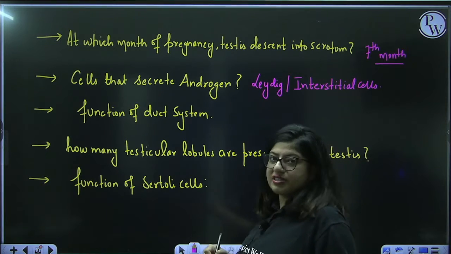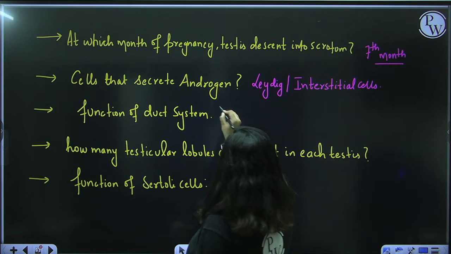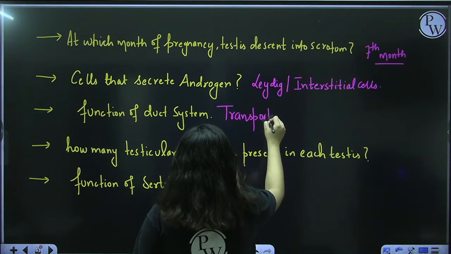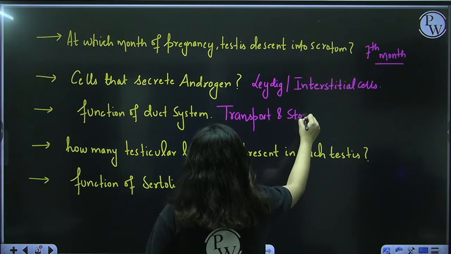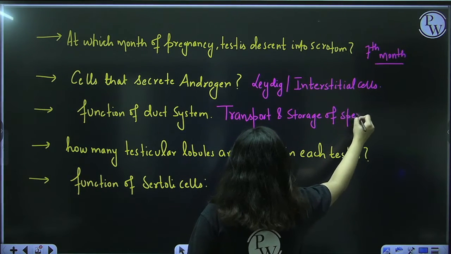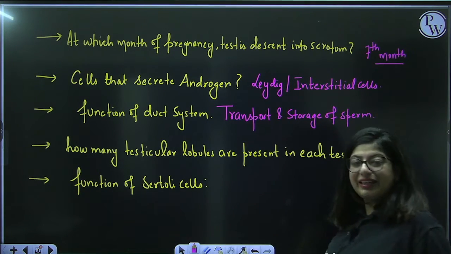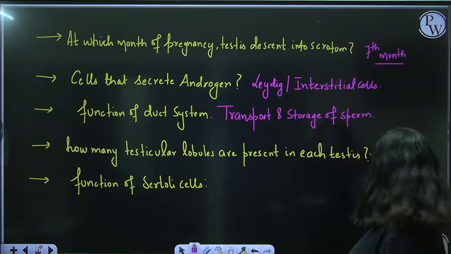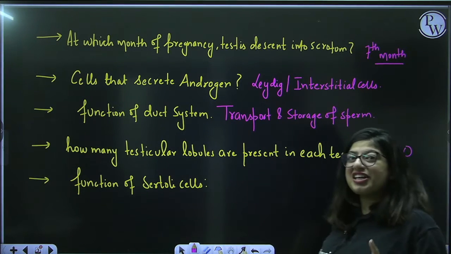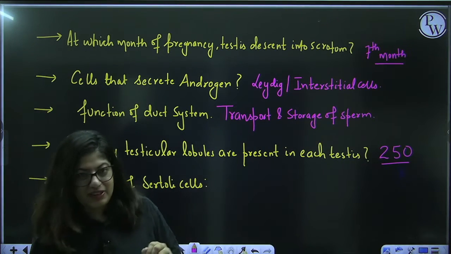Function of the duct system. What does duct system do in males? First, the transport of sperm, and second, storage of sperm. Transport and storage of sperm. That's the main function of the duct system. How many testicular lobules are present in each testis? In one testis, we have 250 testicular lobules, and each testicular lobule contains 1 to 3 seminiferous tubules.